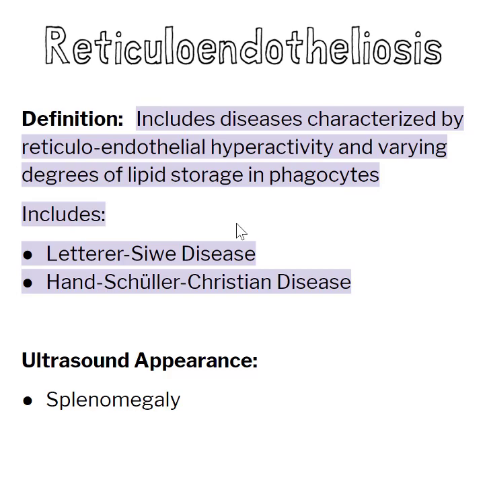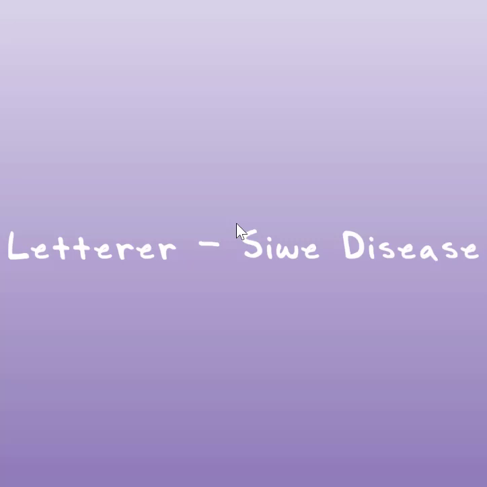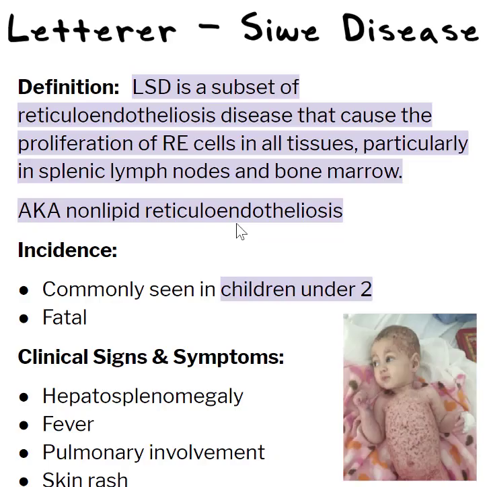There are two types of reticuloendothelial diseases that we need to focus on because they do affect the spleen, and those are Letterer-Siwe disease and Hand-Schüller-Christian disease. Both of these diseases are going to cause the spleen to become large. So we'll start with Letterer-Siwe disease, which is kind of the old term. It is now known more prominently as Langerhans cell histiocytosis.